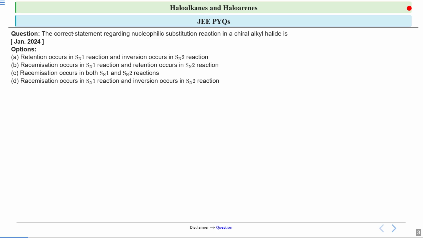Question asking that correct statement regarding nucleophilic substitution reaction in a chiral alkyl halide is. So regarding the nucleophilic substitution reaction shown by chiral alkyl halide, you have to choose the correct statement from the given options. Options are retention occurs in the SN1 reaction and inversion occurs in SN2 reaction. Racemization occurs in SN1 reaction and retention occurs in SN2 reaction. Racemization occurs in both SN1 and SN2 reactions, or racemization occurs in SN1 reaction and inversion occurs in SN2 reaction.